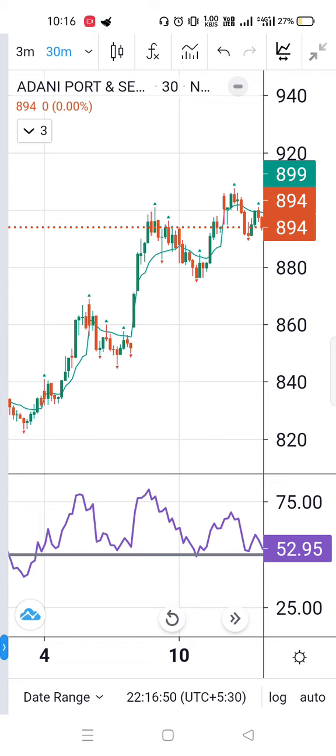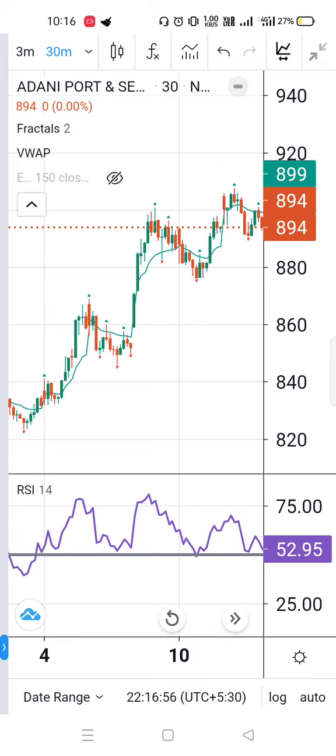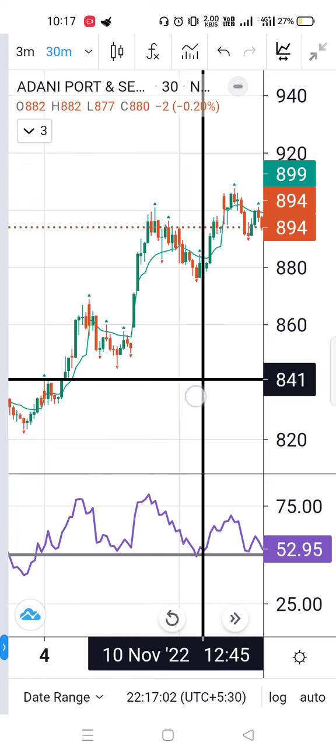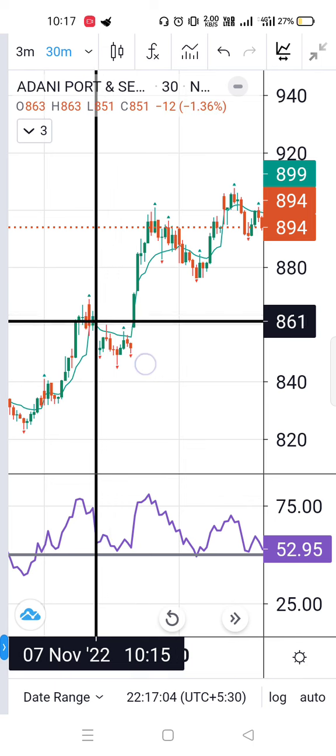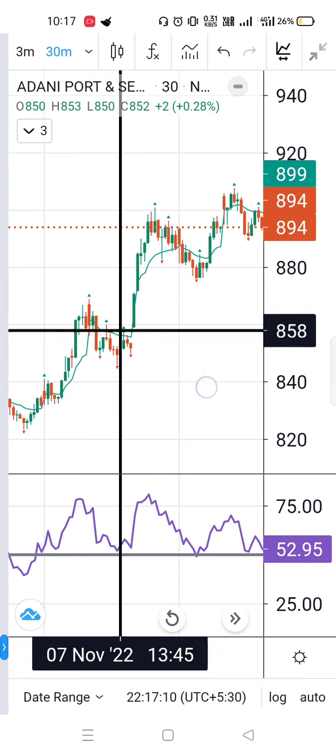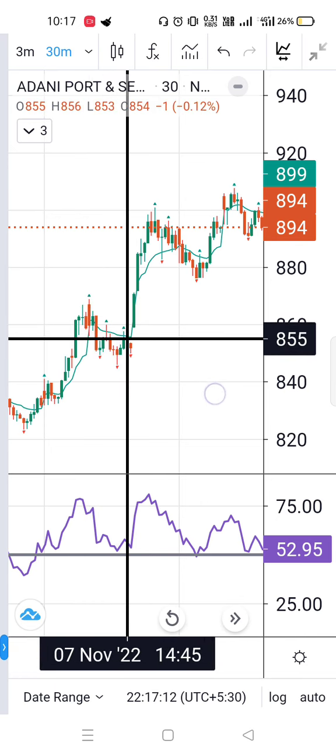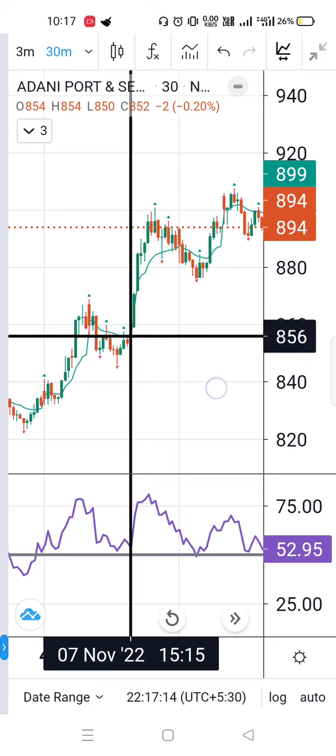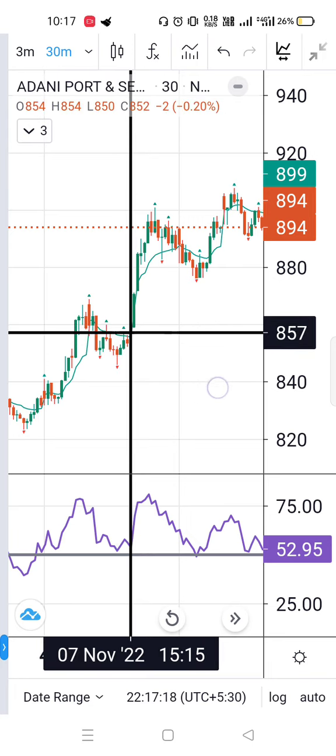And next, the indicators I have taken: VWAP, and the RSI I have set to 50. You can check here the RSI, and again the VWAP, and again the fractals. Now coming back to the analysis, as of now we have checked the RSI. Based on Adani Ports, see how on 7th November it came down, and after that it is rising. The momentum was taken.